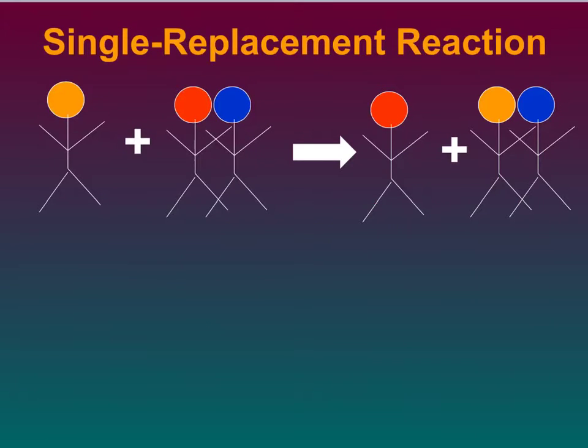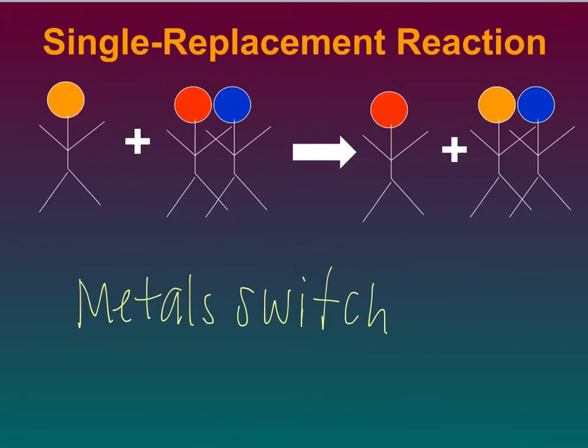The next type of reaction that we have is a single replacement reaction. In a single replacement reaction, what happens is our metals switch places. So we have metals switch.